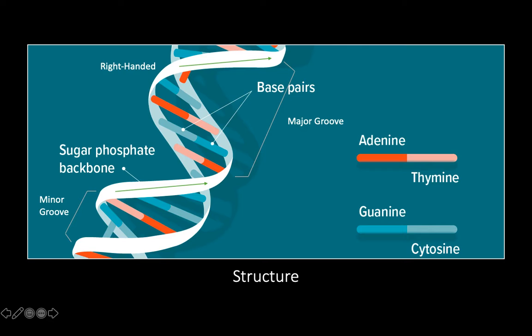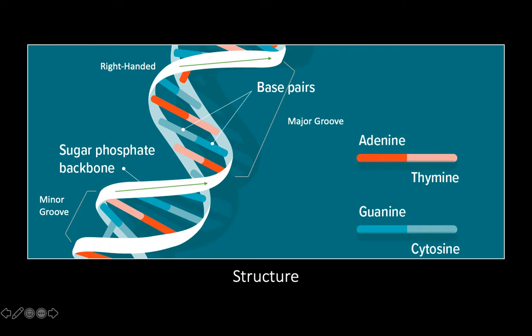So in this image, we're going to be looking at the minor groove towards the lower part of the screen, and then the major groove towards the upper part of the screen. The major groove is a lot larger than the minor groove, and that's how we can distinguish those.